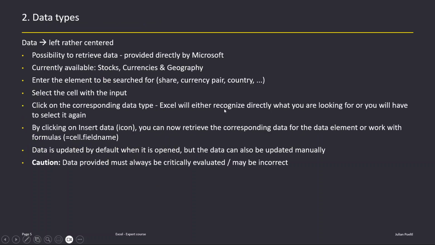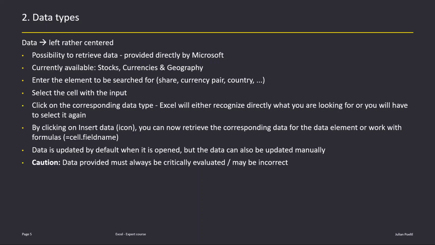Then there are also the so-called data types. They are more in the center of the data ribbon. There you have the possibility to retrieve data that is directly provided by Microsoft. There are a few data types available, for example, stocks, currencies, and geography. But there are also some add-in data types. For example, the game EVE Online has its own data type in Excel. And you can enter the elements you want to search for, for example, a certain share or currency.